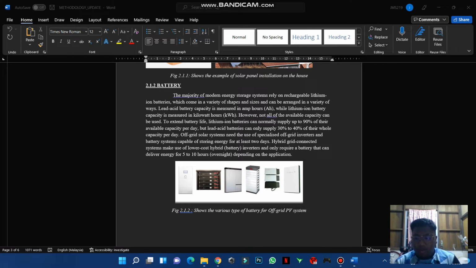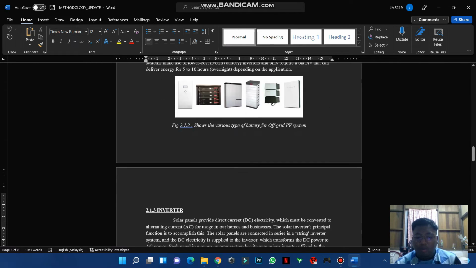For the battery, we have various types of solar PV batteries such as lead acid battery and lithium ion battery. Off-grid solar systems need the use of specialized off-grid inverters and battery systems that are capable of storing energy for at least 2 days. Hybrid grid-connected systems make use of lower cost hybrid battery inverters and only require a battery that can deliver energy for 5 to 10 hours overnight, depending on the application. As we can see here, there are various types of off-grid solar PV battery banks.